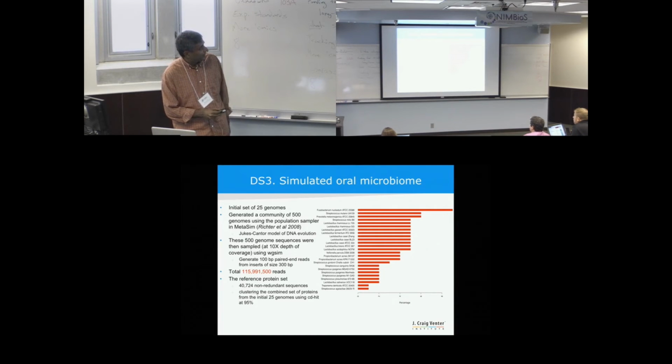Okay, so basically we had about 115 million reads as input. And the reference protein set from this entire collection of genomes was identified by taking the proteins from these genomes and then clustering them at 95% identity.